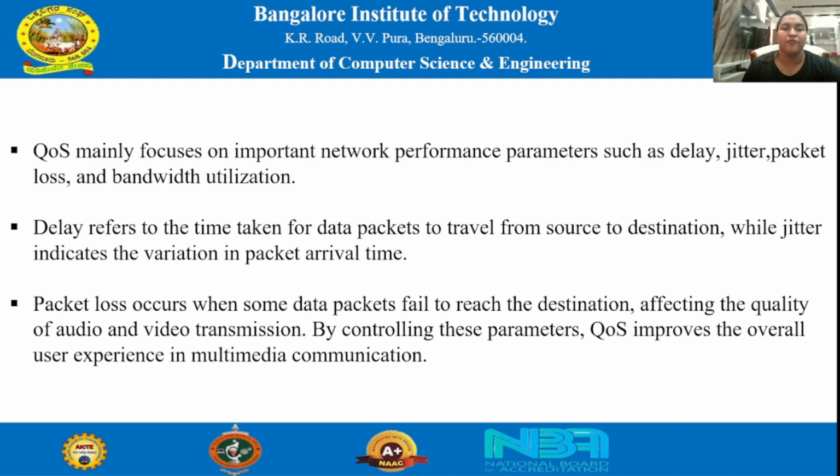QoS mainly focuses on the network performance parameters. There are three parameters as I mentioned before: the delay, the jitter, and the packet loss. Delay refers to the time taken by a packet to travel from source to destination, jitter refers to the variations in the packet arrival time, and packet loss occurs when certain packets fail to reach their destination. For video streaming, these parameters are extremely important. Therefore, evaluating these parameters helps us understand the network performance.